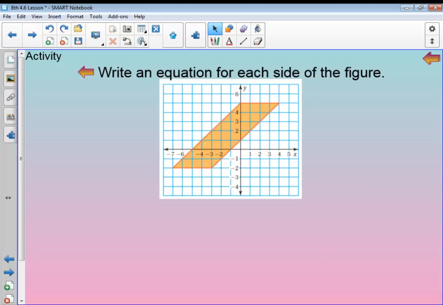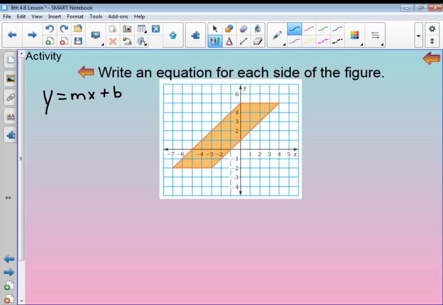Okay, this is our second part of our activity portion for this lesson. In this lesson, we're going to be working with some figures that are drawn on our coordinate plane, and we're going to be writing our y-intercept equation for each of these figures. So let's review very quickly our y-intercept equation that we learned in a previous lesson. Our y-intercept equation is y equals mx plus b.